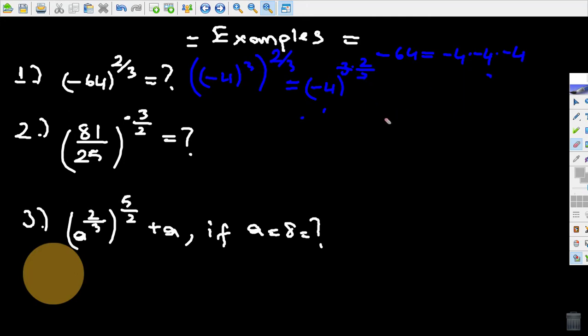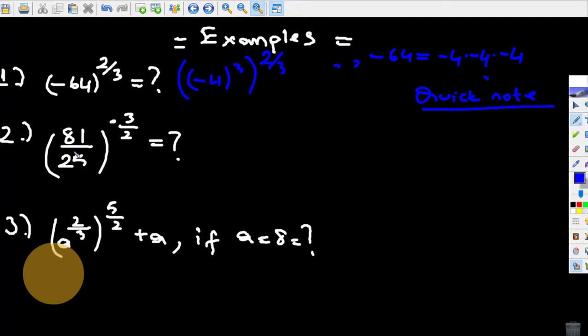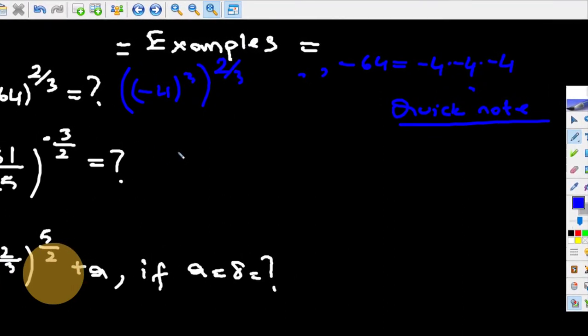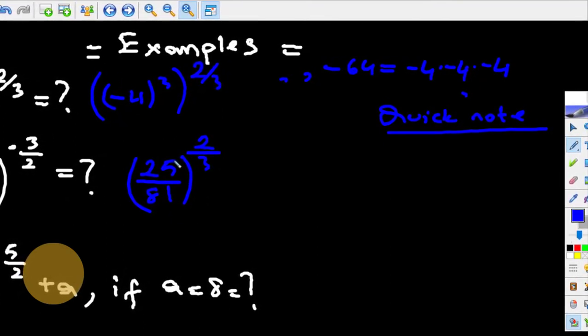In question 2, we got a negative fraction as a power. So what do we do in this case? I'm going to give you a quick note right here. Whenever you have a negative exponent for rational numbers, you're going to switch things: flip the numerator with the denominator, turn it upside down. So this expression is going to be equal to 25 over 81 to the power of 2/3. When I flip things around, I'm also going to turn the negative exponent into a positive exponent.